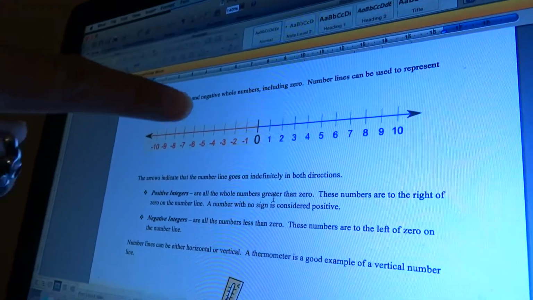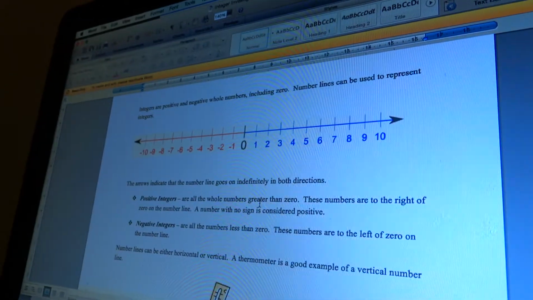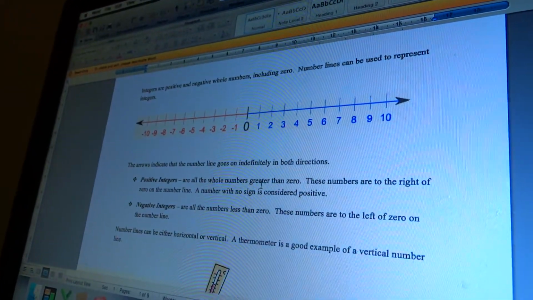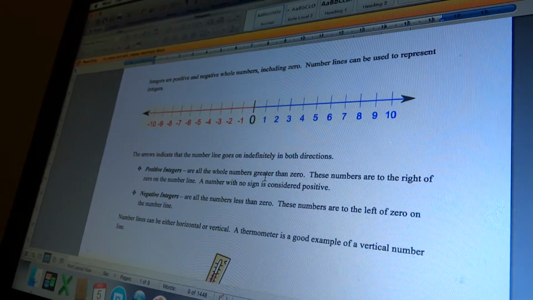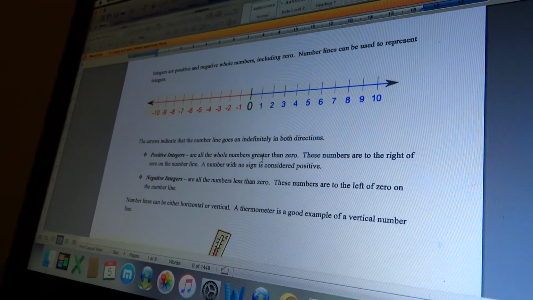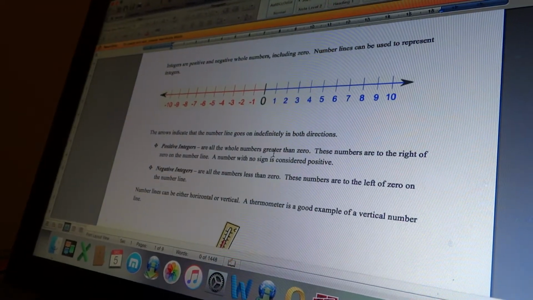Number lines can be used to represent integers. So I'm going to draw the number line here, or you can see here in my slide also how to draw the number line and how we represent integers on a number line. So everyone see here this number line. When we talk about whole numbers, we always start with 0 and we take all the positive numbers towards the right. Here we are talking about integers which include 0, and the right side of 0 are all positive numbers and the left hand side of 0 are all negative numbers. So this is the representation of the integers on a number line.